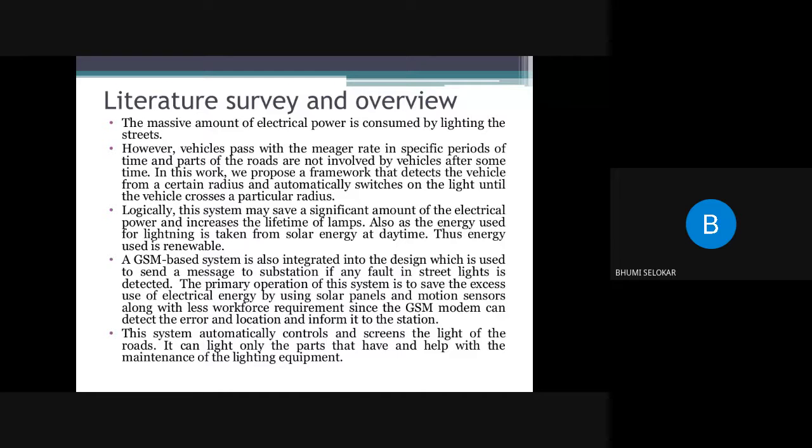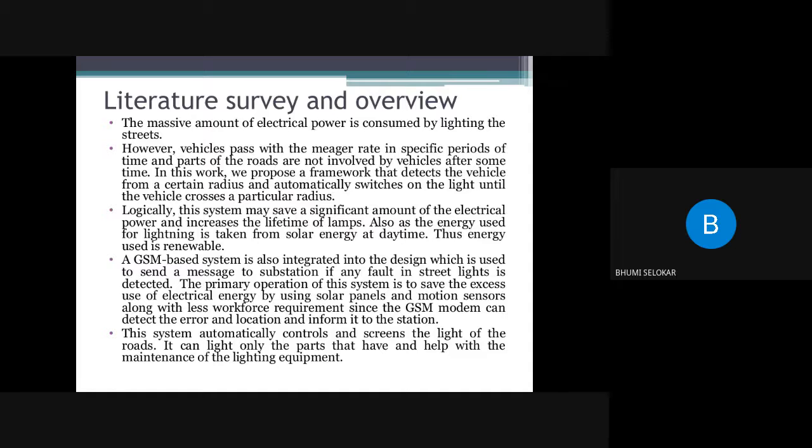The main operation of this system is to save excess use of energy by using solar panels and motion sensors. Since the GSM modem can identify an error and its location and send a message to the substation, this system automatically controls and monitors the lights of the road, which helps in maintenance of lighting equipment.